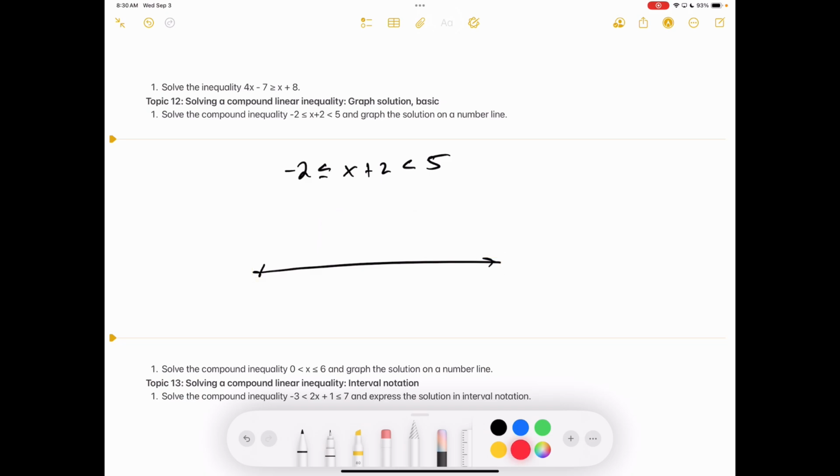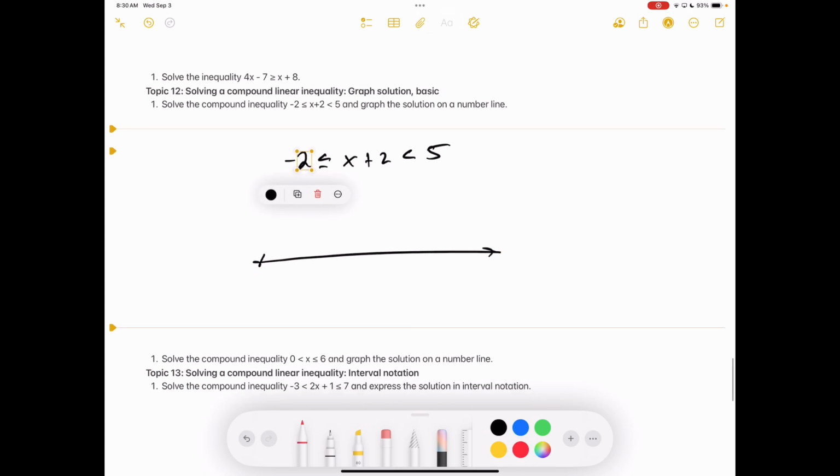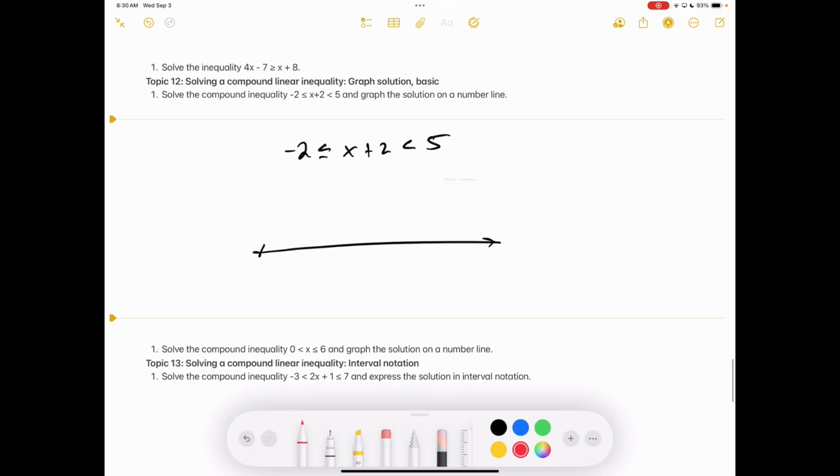All right, so on this one, if we didn't have this right here, it'd be just like the problems we were just doing and we just subtract 2 from both sides, right? So what we're going to do actually here is we're going to subtract 2 from every side. You subtract it from the left, the middle, and the right. So this becomes -4 is less than x is less than 3. So you do it just like an equation, but instead of just doing it on the left side and the right side, you got to do it on the left, the middle, and the right.